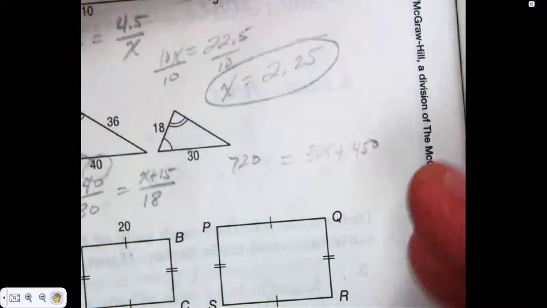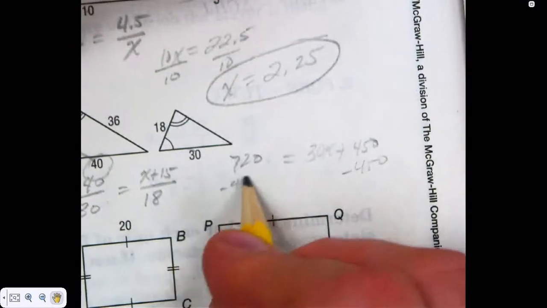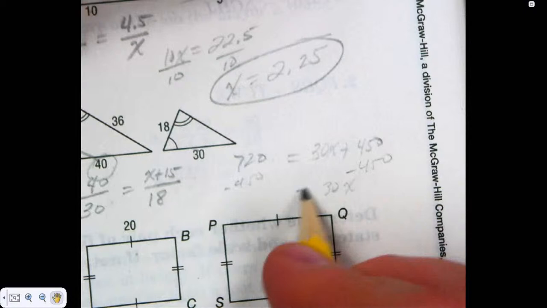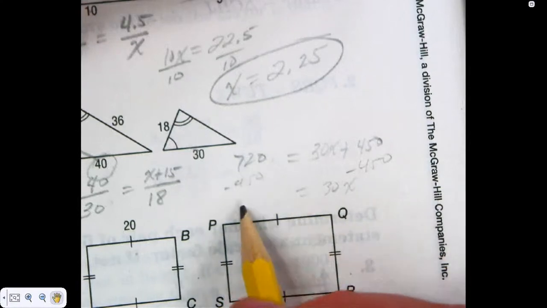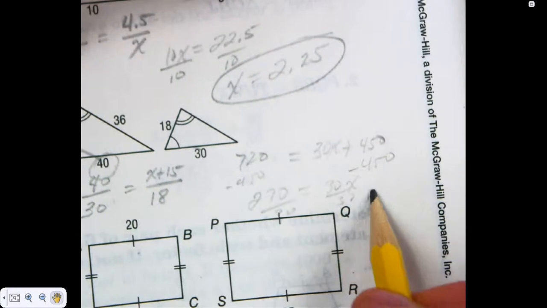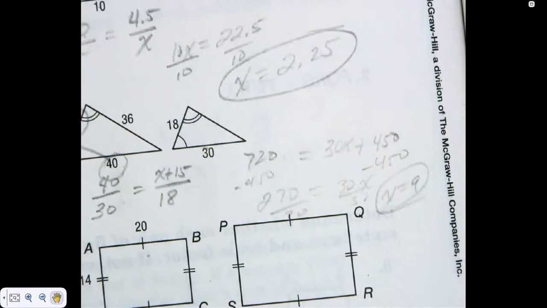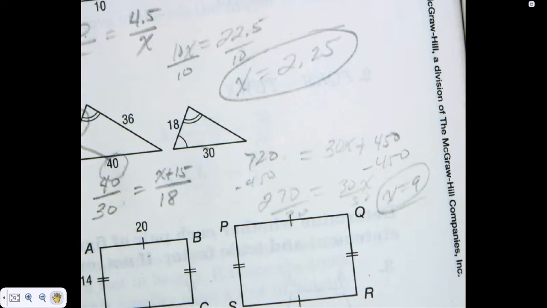So back up to here. Just a matter of solving this, isn't it? What do you get here? 270. Can we do that? Yep.